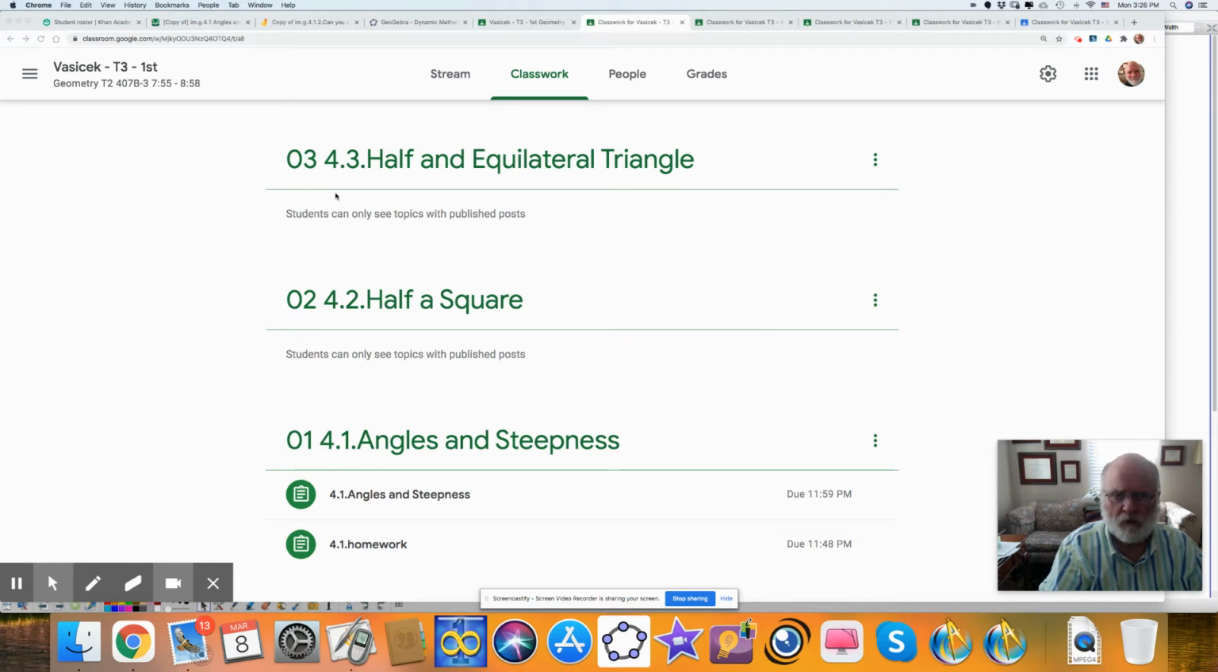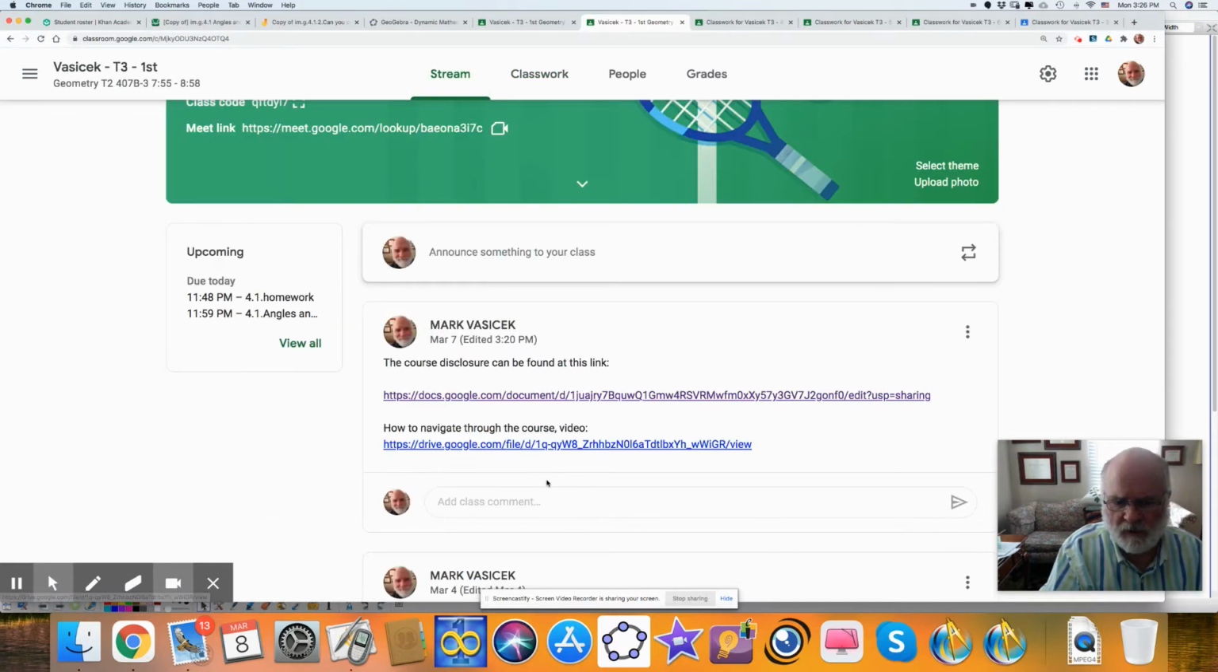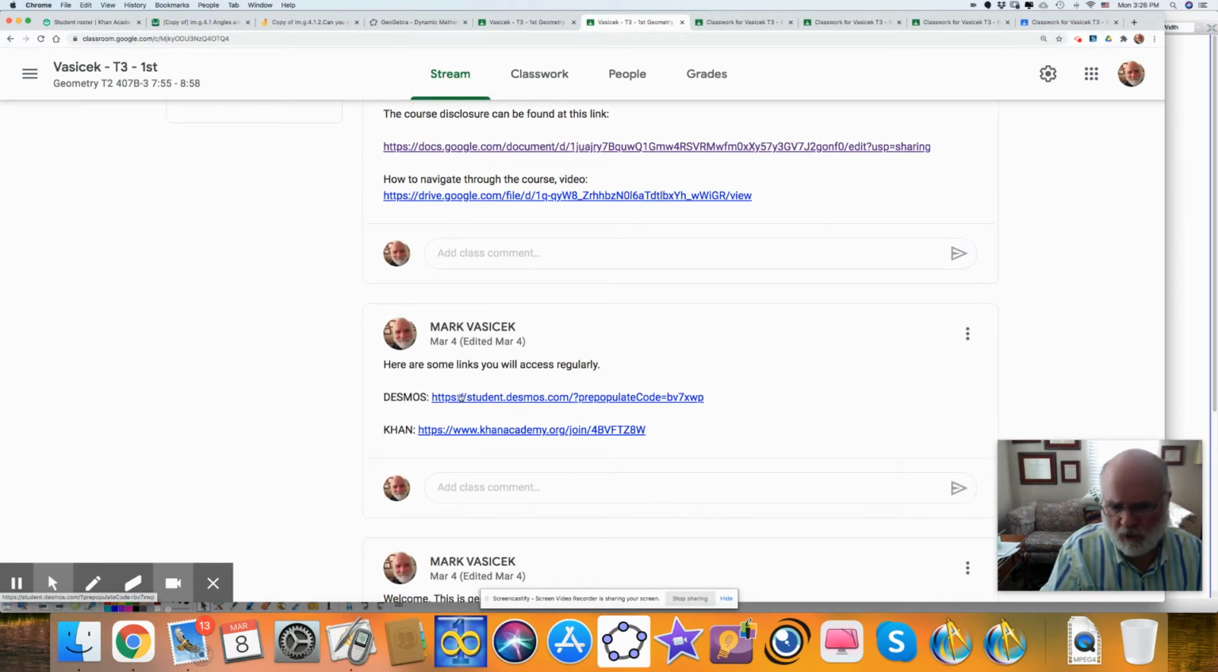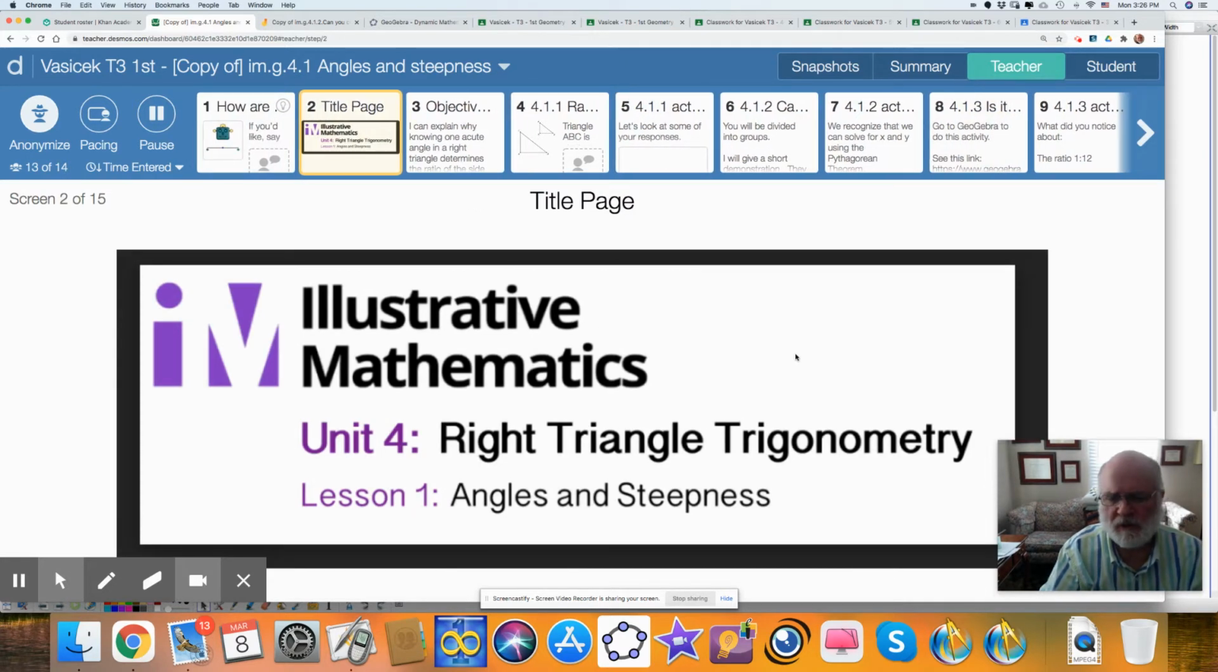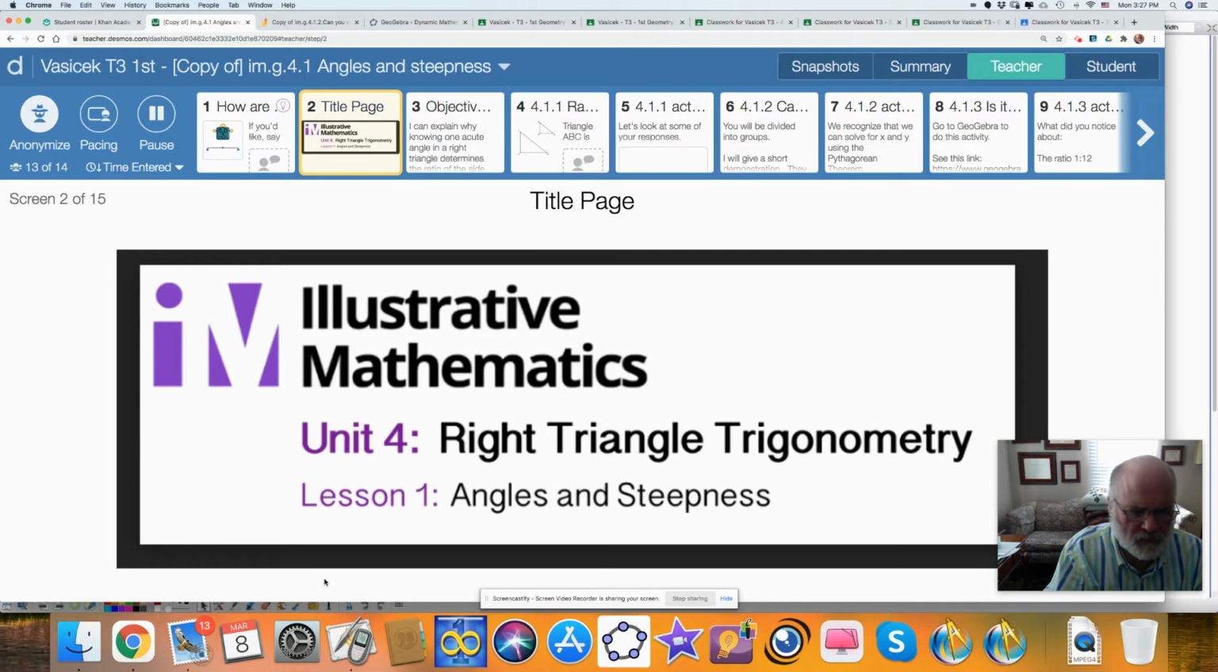If you look under the Google Classroom, it will say to go to the Desmos link, and our Desmos link is found under the stream here for this class. When you open the Desmos link, the first question is the title page. Illustrative Mathematics is the textbook that we're using. This is from Unit 4, which is Right Triangle Trigonometry, and the lesson is on angles and steepness.